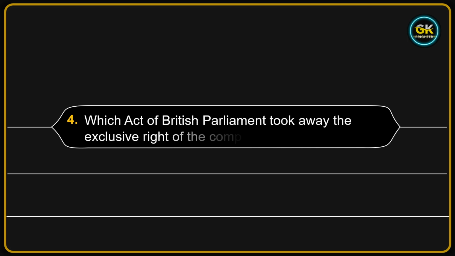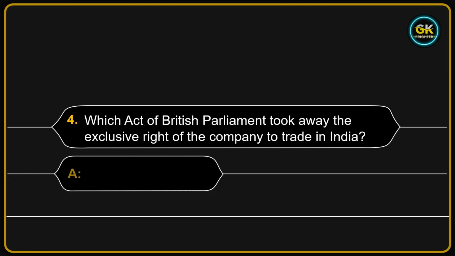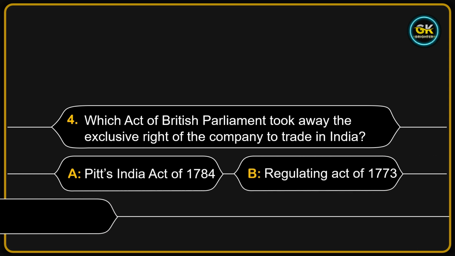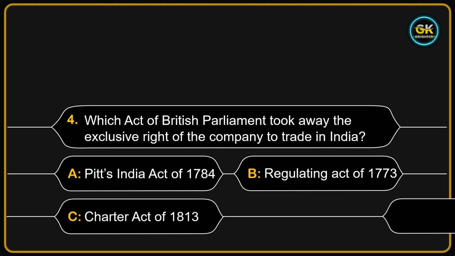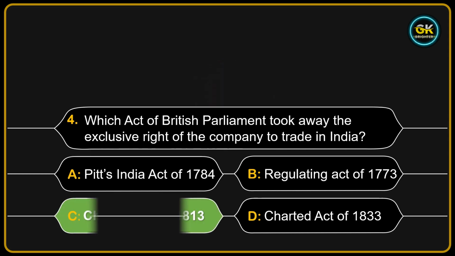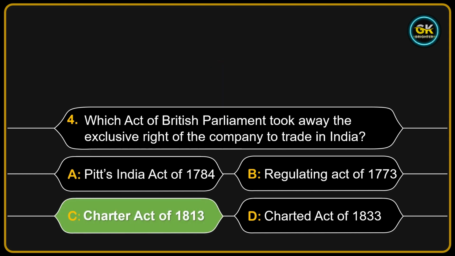Which Act of British Parliament took away the exclusive right of the company to trade in India? Pitt's India Act of 1784, Regulating Act of 1773, Charter Act of 1813, Charter Act of 1833. Charter Act of 1813.